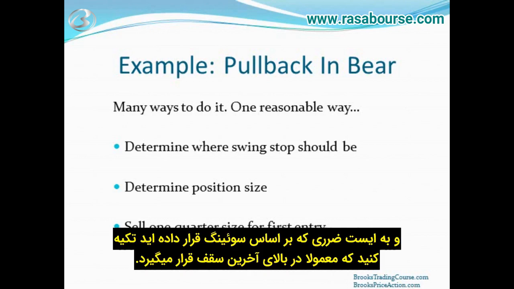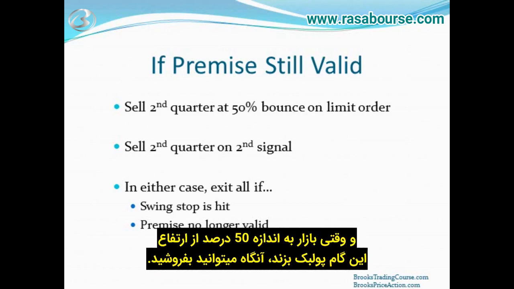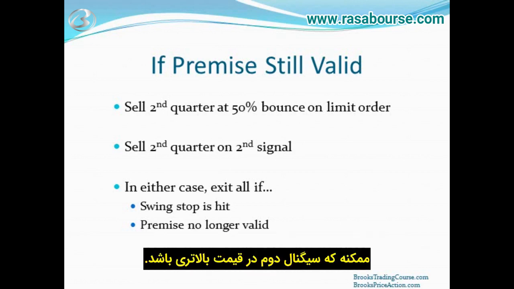Again, relying on your original swing stop, which is probably the most recent lower high. You could sell the second quarter at a 50% pullback from the low, 50% of the height of the most recent leg. In other words, from the most recent lower high down to the bear low. Or you could simply wait until you see a second signal and then sell the second quarter on the second signal. And the second signal may be at a higher price.